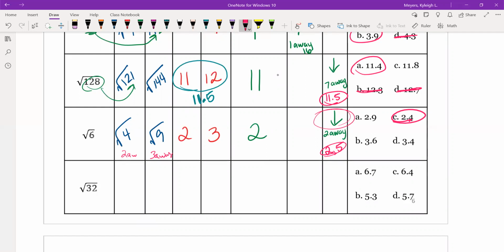Okay. Last one that we're going to do together. So pause and try example 32. All right. So hopefully you got D, 5.7, because you should have had that the perfect squares were 25 and 36, which means it's between 5 and 6 respectively. It's closer to 6 because it's only 4 away from 36, whereas it's 7 away from 25. So that means it's got to be above the halfway, which you remember halfway between 5 and 6 is 5.5.